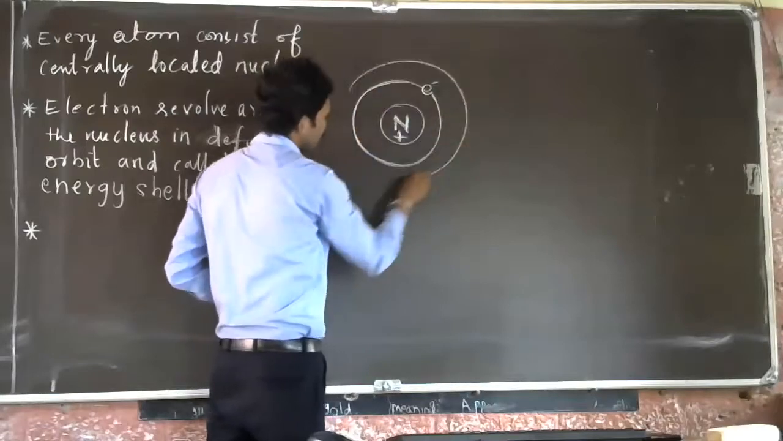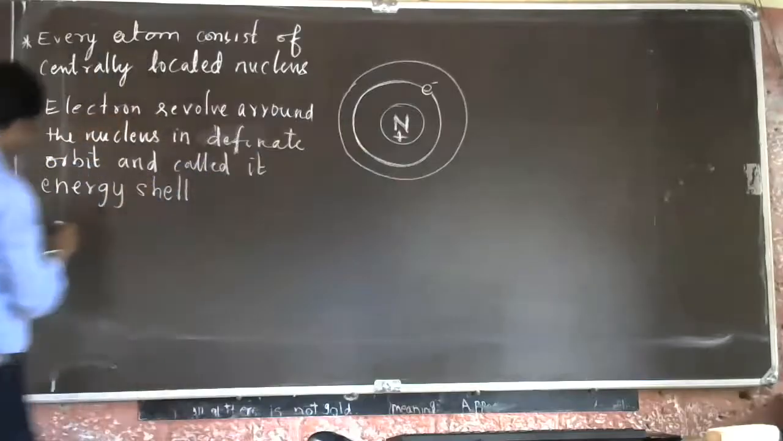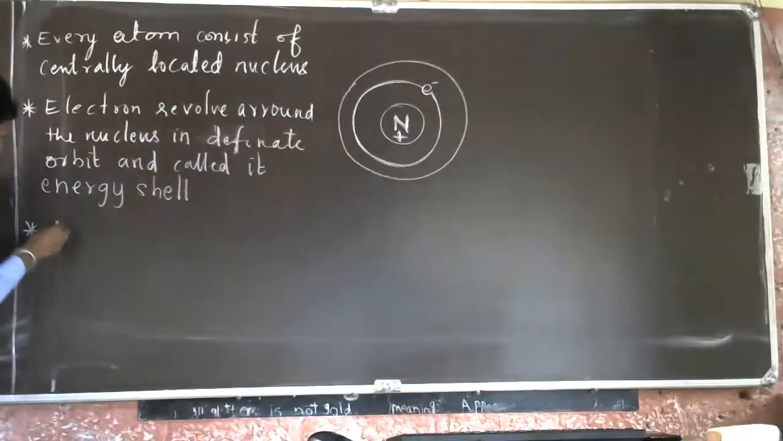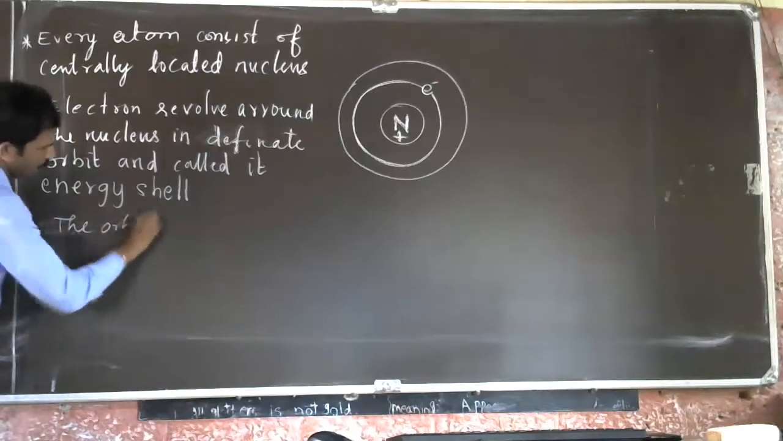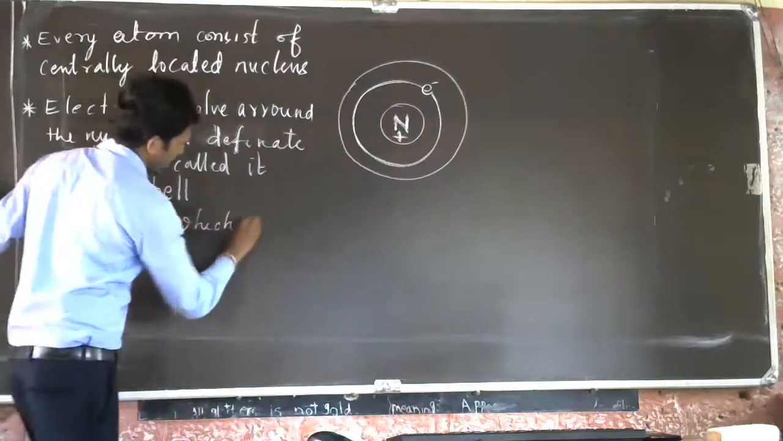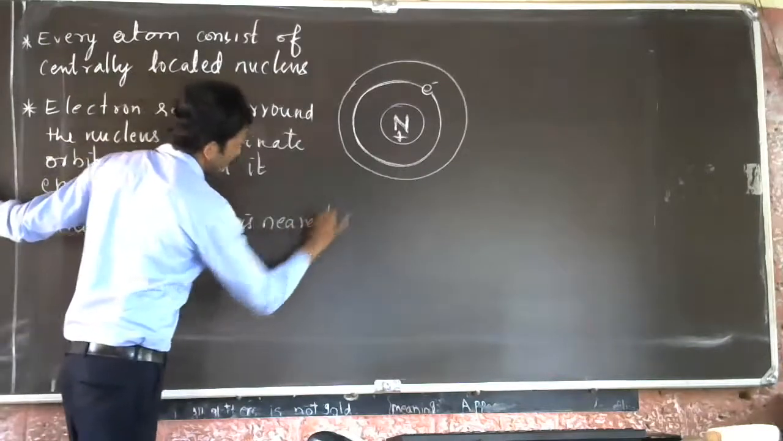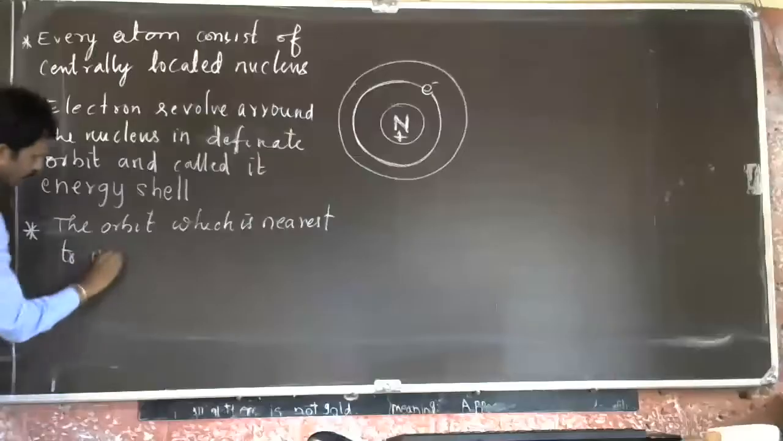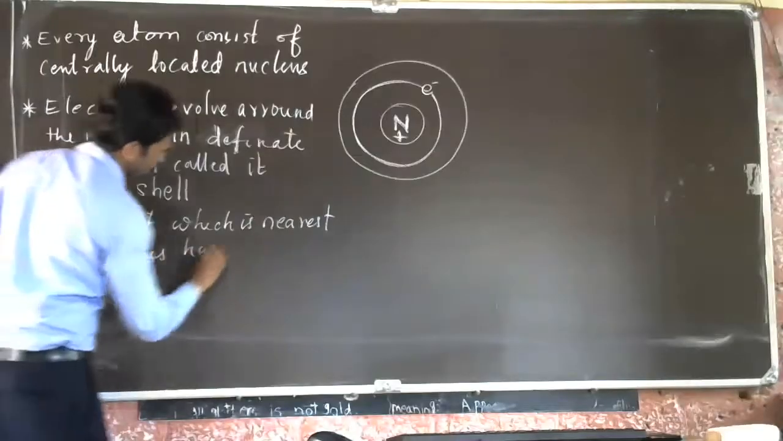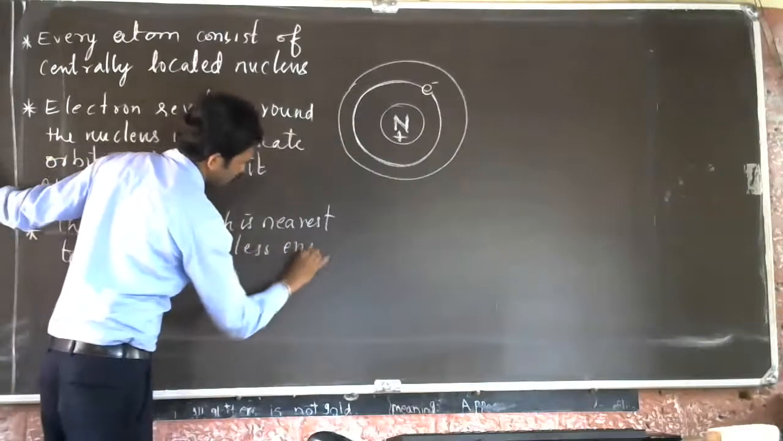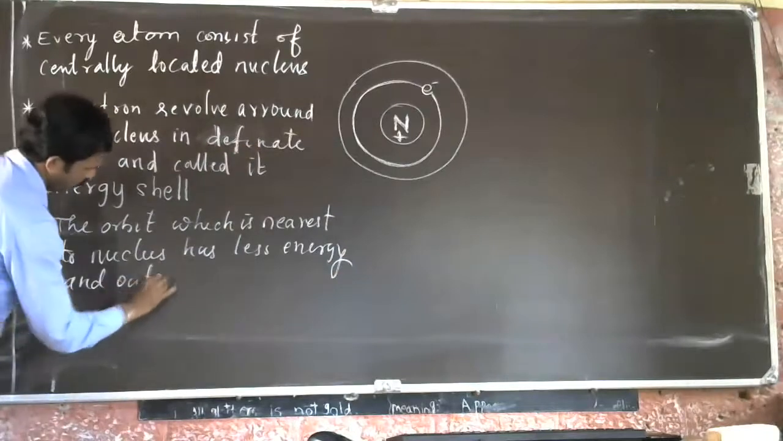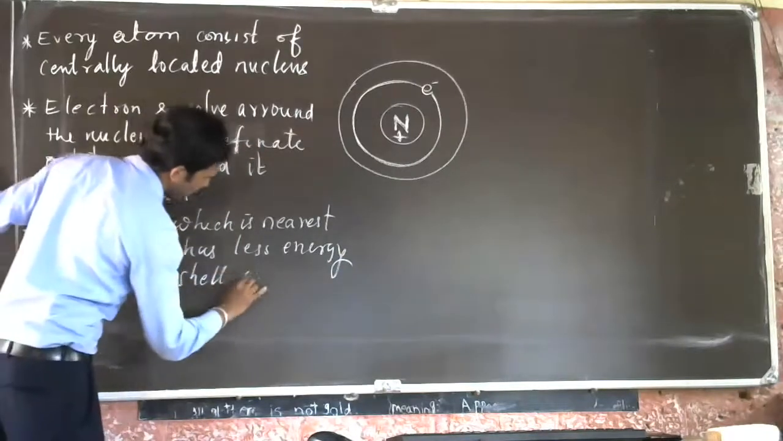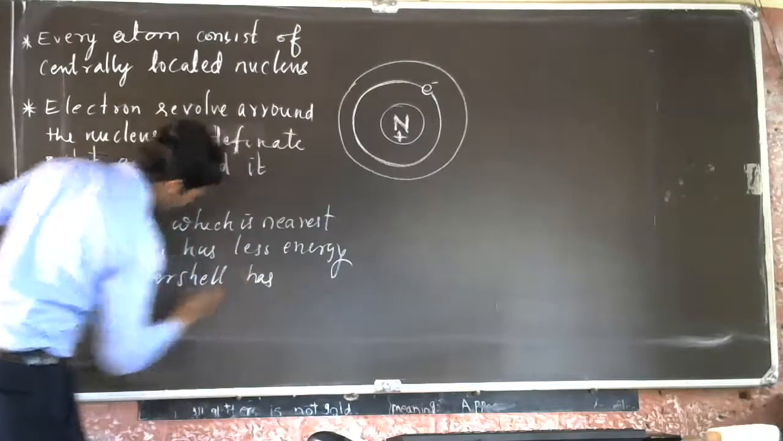So like this, the shell, the orbit which is nearest to the nucleus has less energy, and the outermost shell has the highest energy.